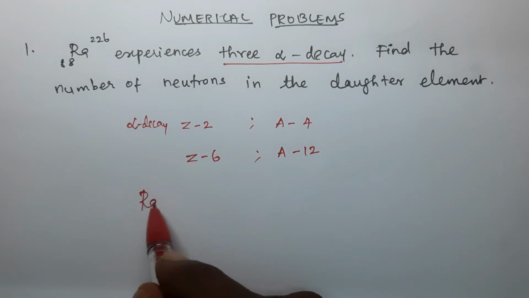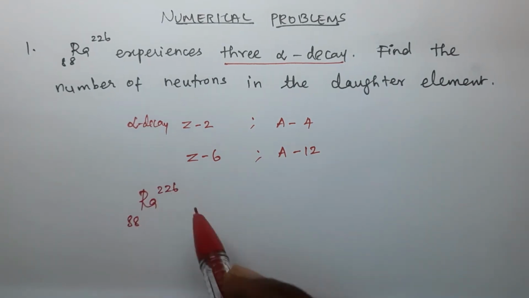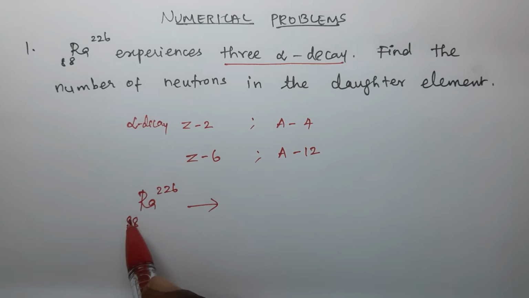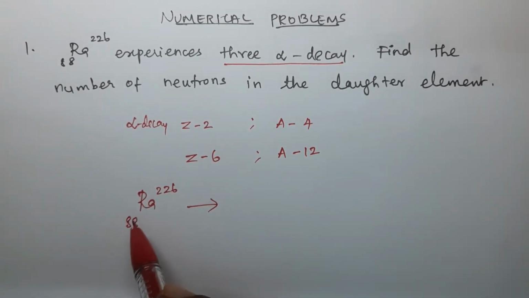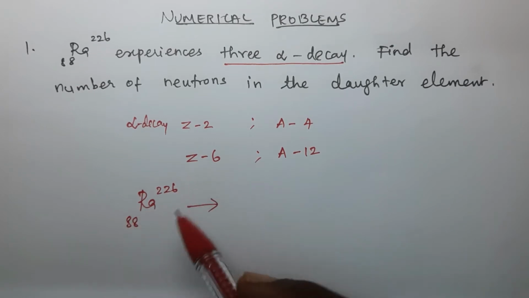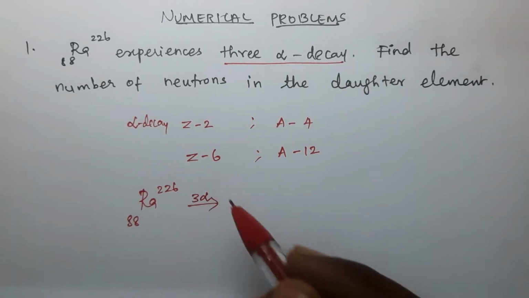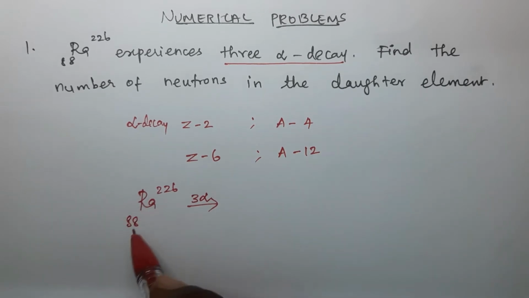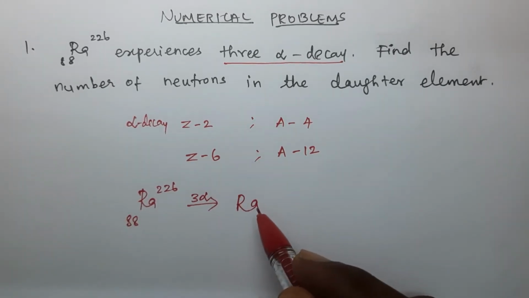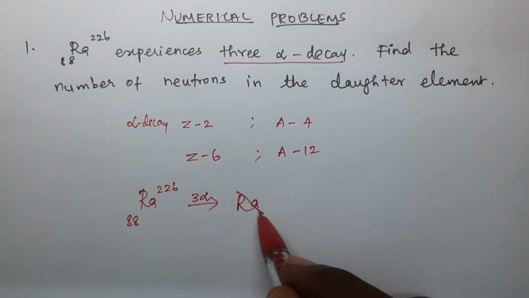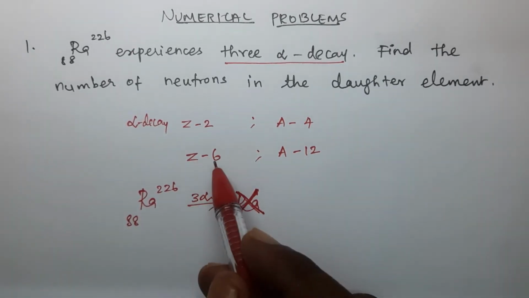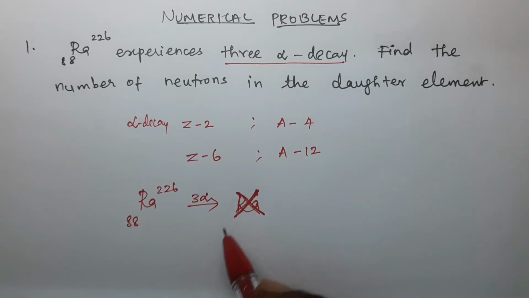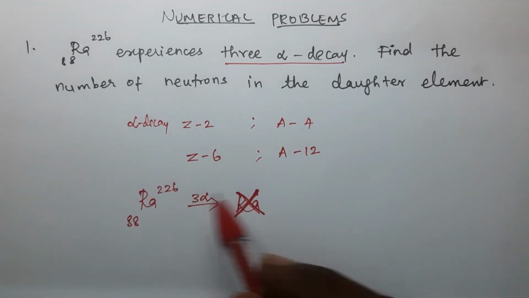Now radium 88-226, where 88 is the atomic number, 226 is the mass number. Now this atomic number is going to decrease by 6 because of 3 alpha decay. So radium will not come. Instead of the radium, a new element, that is the daughter element. Daughter element you can take as X. So 88 minus 6 because of 3 alpha decay, so 82, then 226 minus 12.